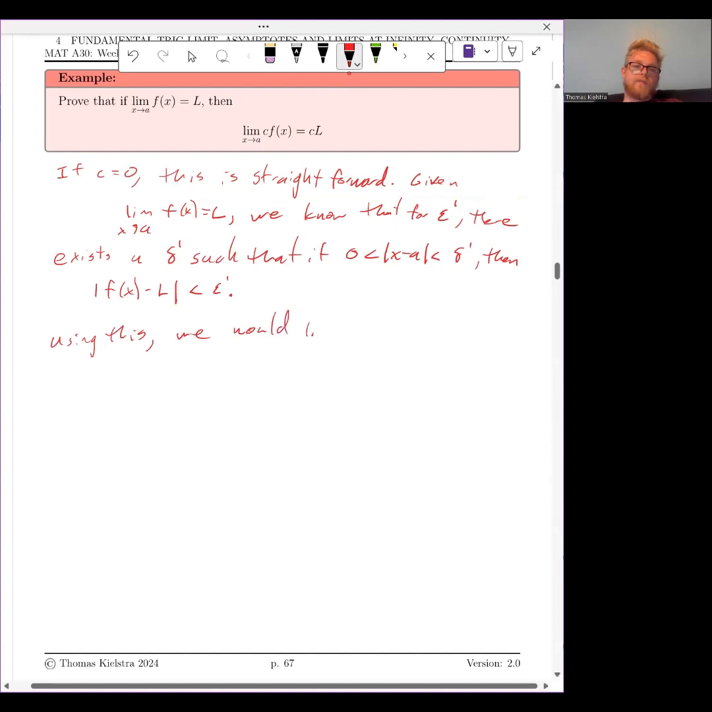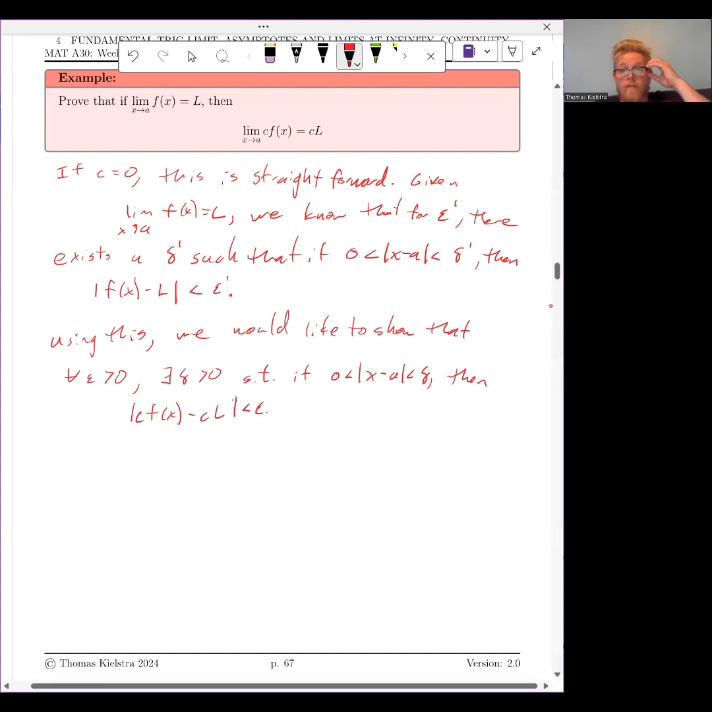we would like to show that for all epsilon greater than 0, there exists a delta greater than 0, such that if 0 is less than the absolute value of x minus a, which is less than delta, then the absolute value of c f of x minus c L is less than epsilon. We start by picking epsilon.